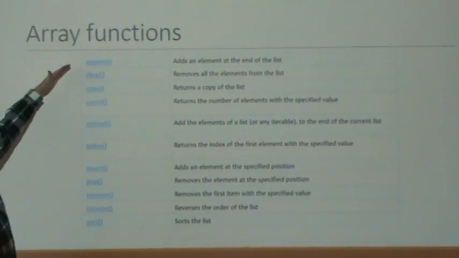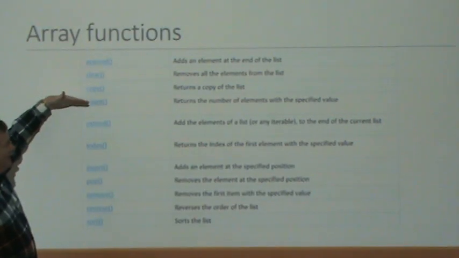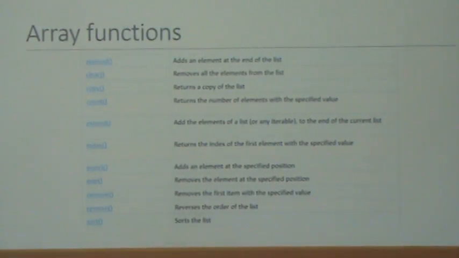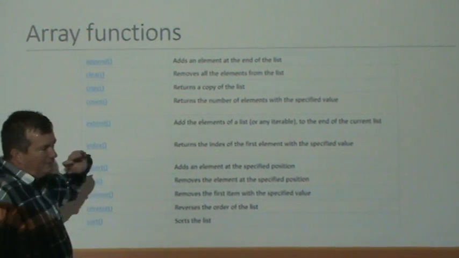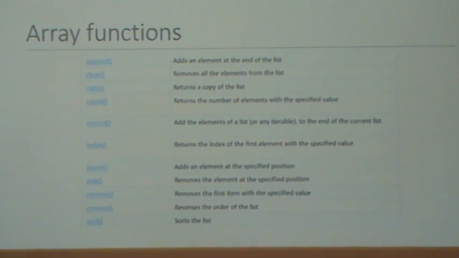They have the append, which we just talked about, clear the array, copy the array, count the array. So it returns the number of elements with a specific value. So you could say, count how many teams are named Yankees, and it'll come back with 1 or 0.